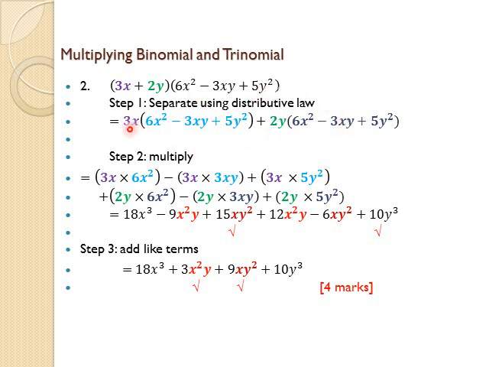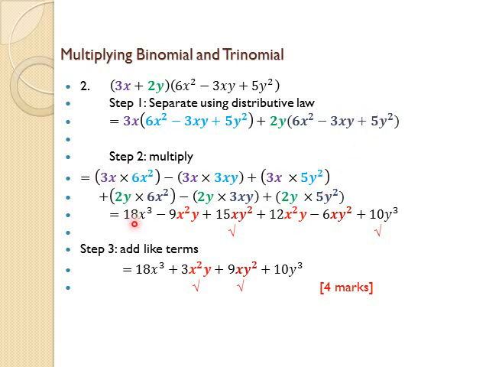So I have 3x times 6x squared. Positive times negative gives me negative, 3x times 3xy. Positive times positive stays positive, 3x times 5y squared. If I go to the second one, positive times positive stays positive, 2y times 6x squared. Positive times negative becomes negative, and that becomes 2y times 3xy. Then positive times positive stays positive, 2y times 5y squared.